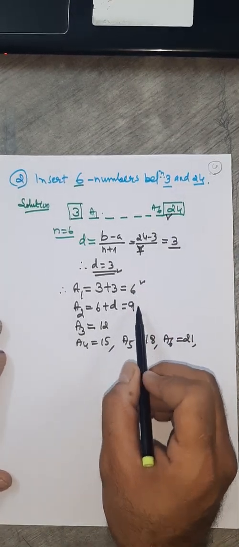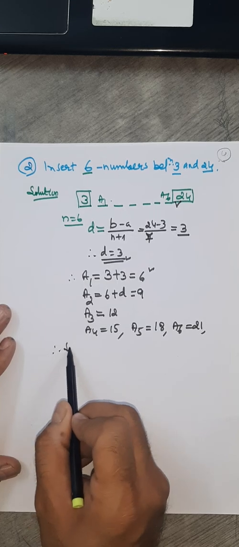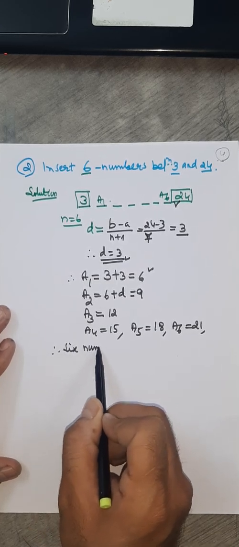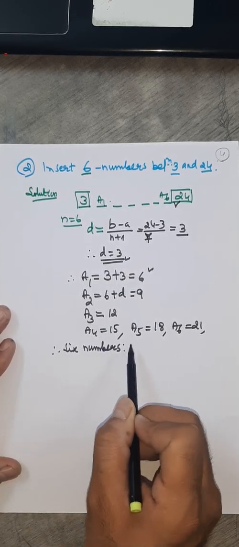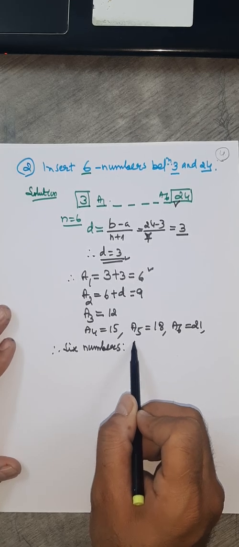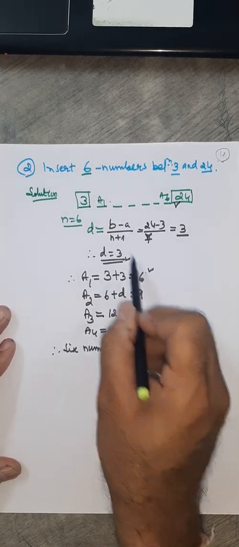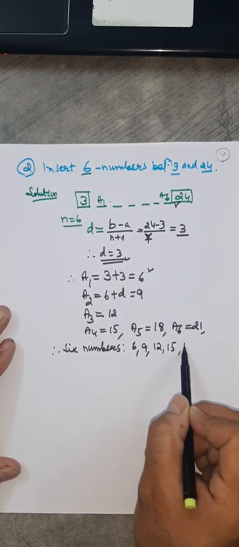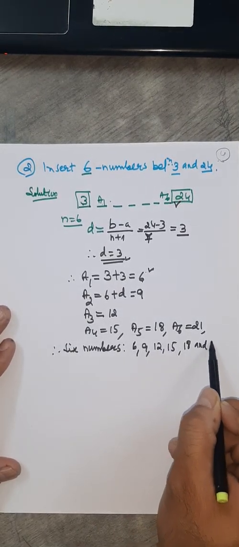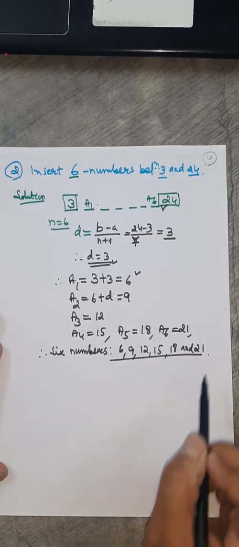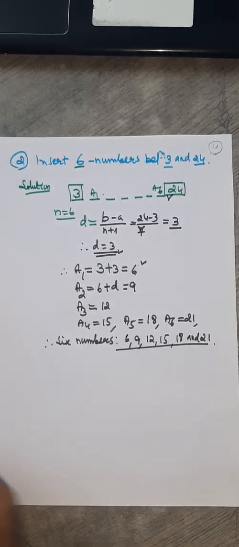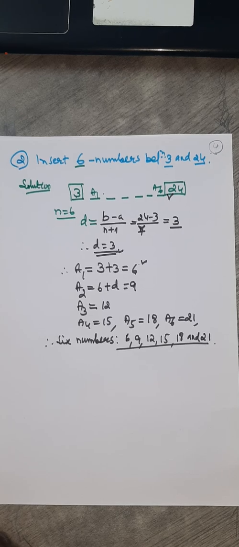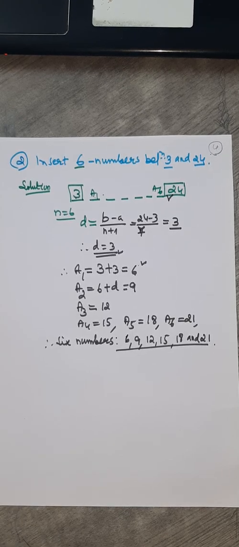So these are the 6 numbers, which are the 6 arithmetic means. Which ones? 6, 9, the middle numbers, not 3 and 24, then 12, then 15, then 18 and 21. These are the 6 numbers between the given two numbers in such a way that the total numbers form an arithmetic progression. Fine.